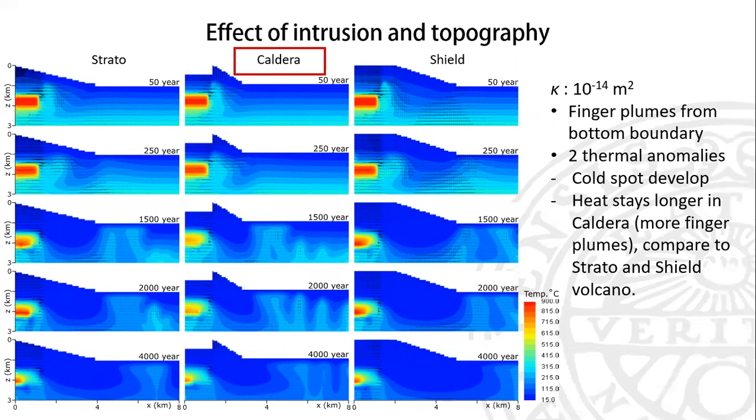In these models, the caldera model, which has a shallower depth of emplacement for the intrusion, evolves slowly. It keeps the heat longer compared to stratovolcano and shield volcano. Here, it shows that topography also has influence on overall system evolution.